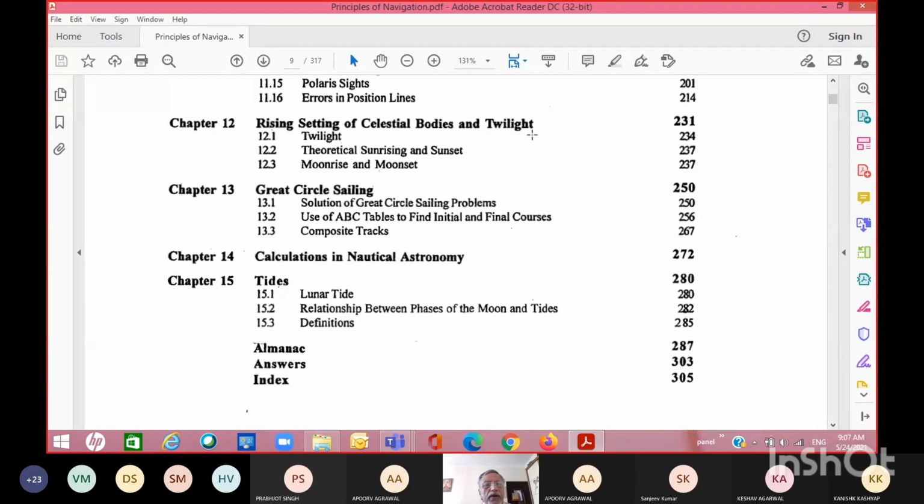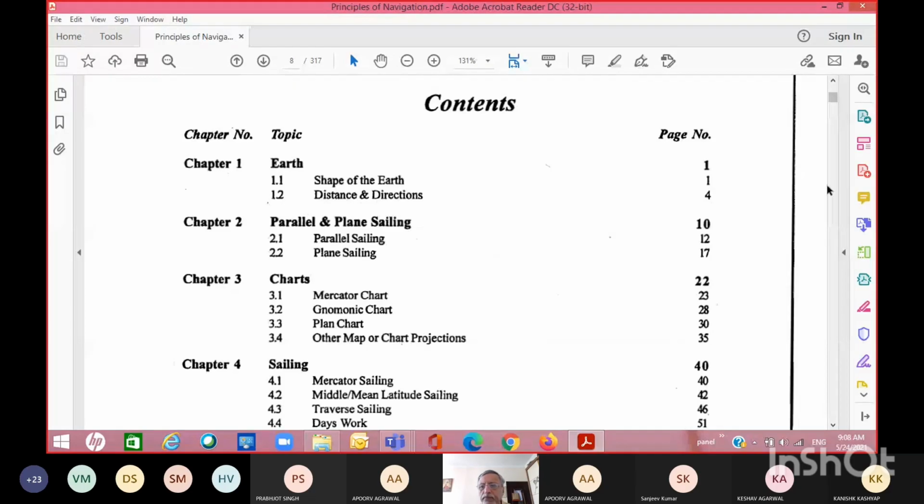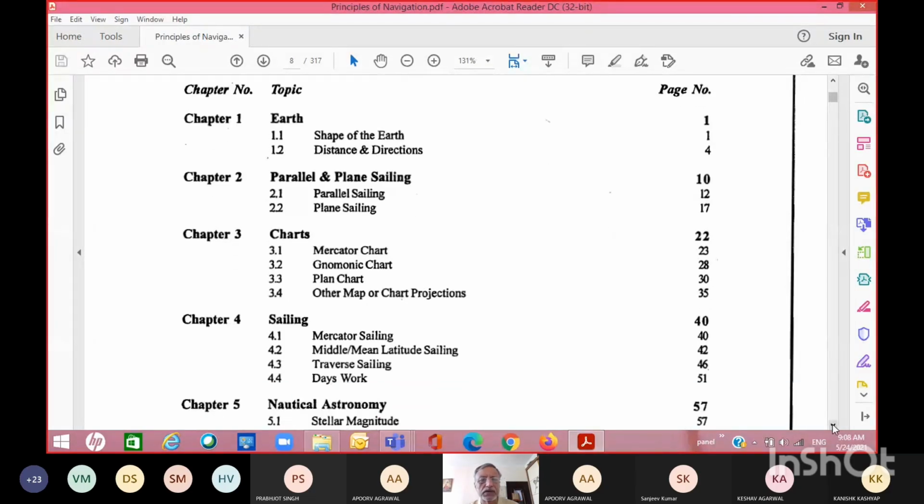Twilight also I'll be covering. So this great circle will be in the TCNO paper which you're already doing, and the tides also. So I hope that is clear. Let's start with this one now. Small introduction, parallel plane sailing, and then we'll straight away go on to the solar system.